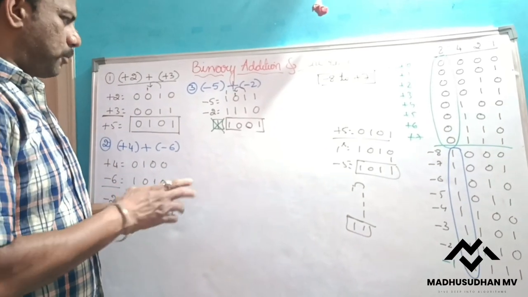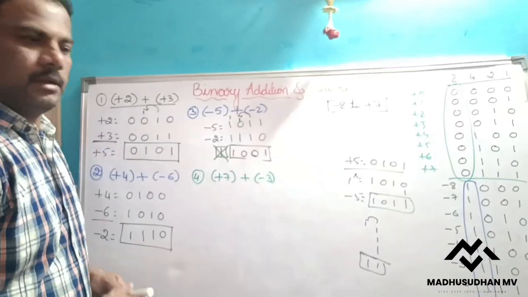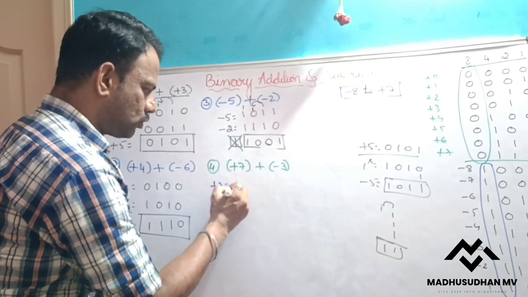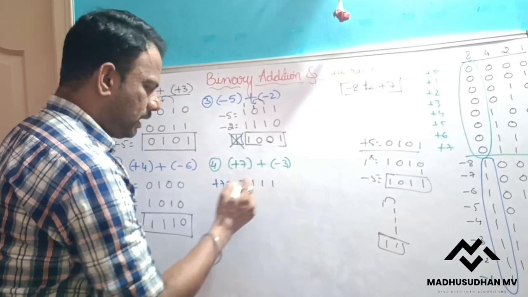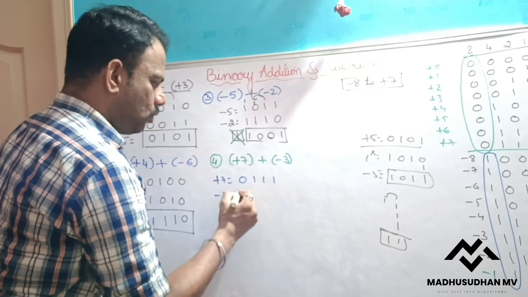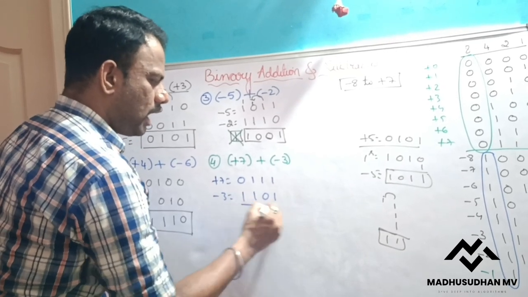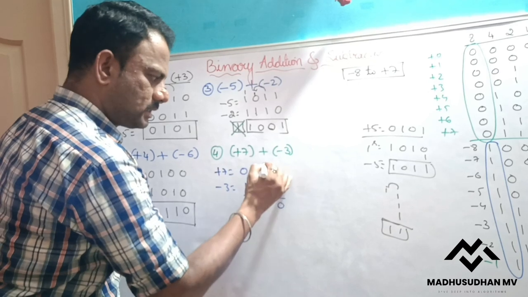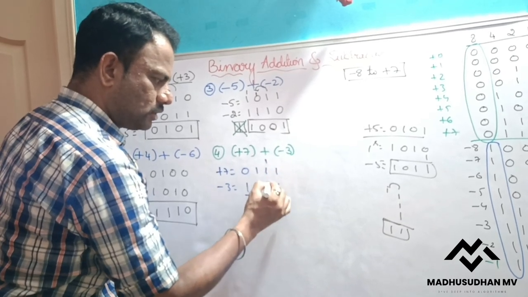Now let us take one more problem. Now plus 7 and minus 3. Now we know plus 7 is equal to 0111. Minus 3 is equal to what? 1101. Now you add these two. 1 plus 1, 0, carry 1. 1 plus 1, 0. 0 plus 0.